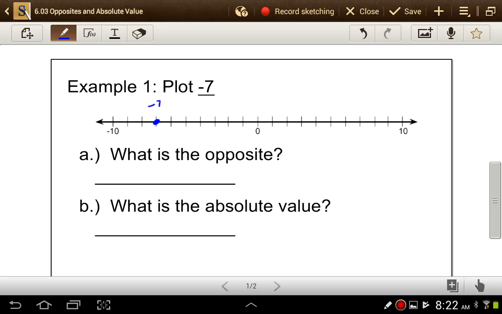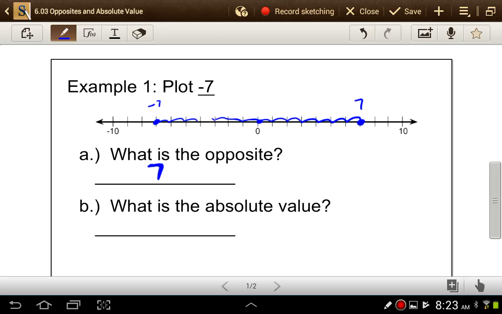Now, for the opposite, I want to know what number is the same distance away from 0, but in the opposite direction. I am 1, 2, 3, 4, 5, 6, 7 units away to the left. So starting from 0, I'm going to go 7 units to the right. 1, 2, 3, 4, 5, 6, 7. I'm going to plot my point, and when I count it up, that is 7. So the opposite is 7.